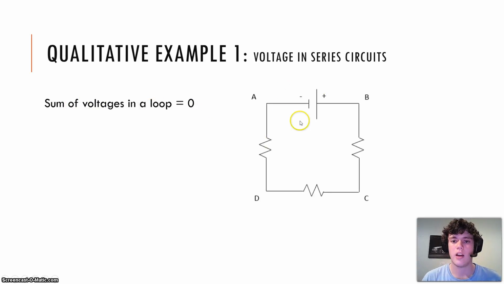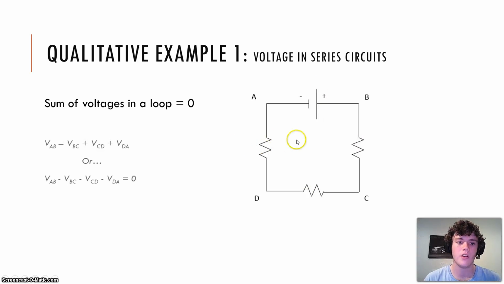Here we have a battery and three resistors all in series. So we know that the voltage gain here is going to equal the voltage drop across the sum of all resistors.